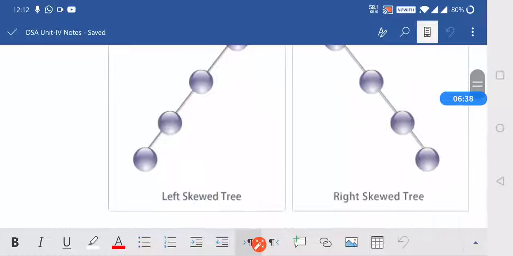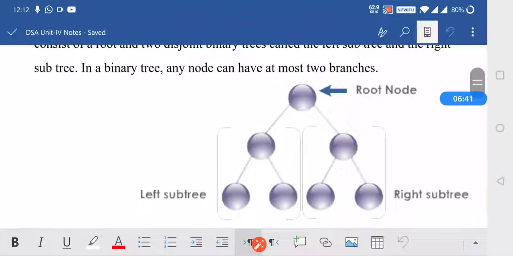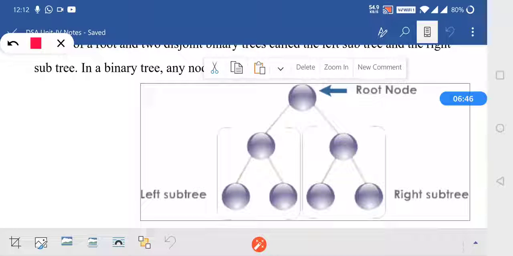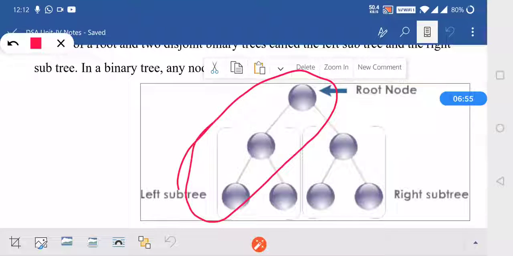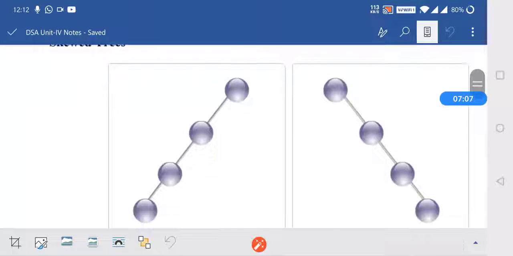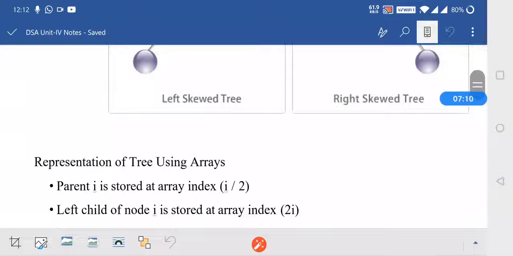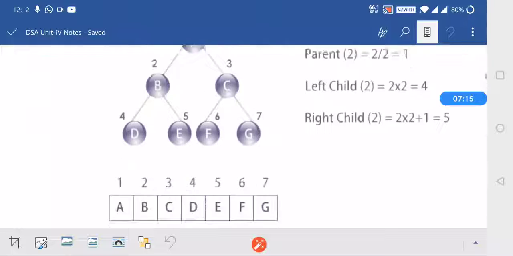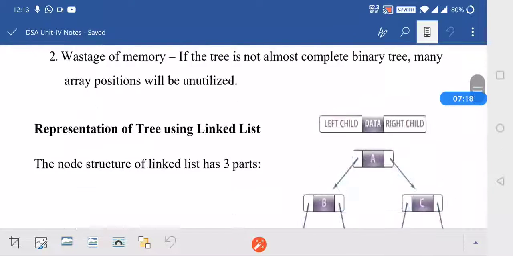Now next part is the skewed tree. We have seen this is the left subtree, this is the right subtree, but when we are talking about skewed tree, when we say left skewed tree, we will consider only the elements that are present on the left hand side, and when we consider the right skewed tree, we will consider the elements that are present only on the right hand side. So this is the left skewed tree, this is the right skewed tree, and this is our example where root node and child nodes are present over here.